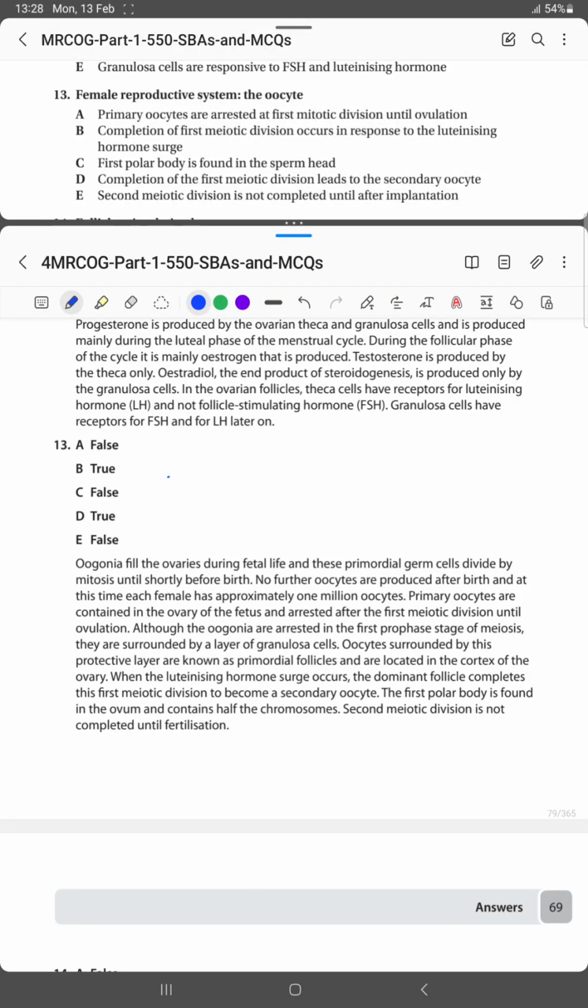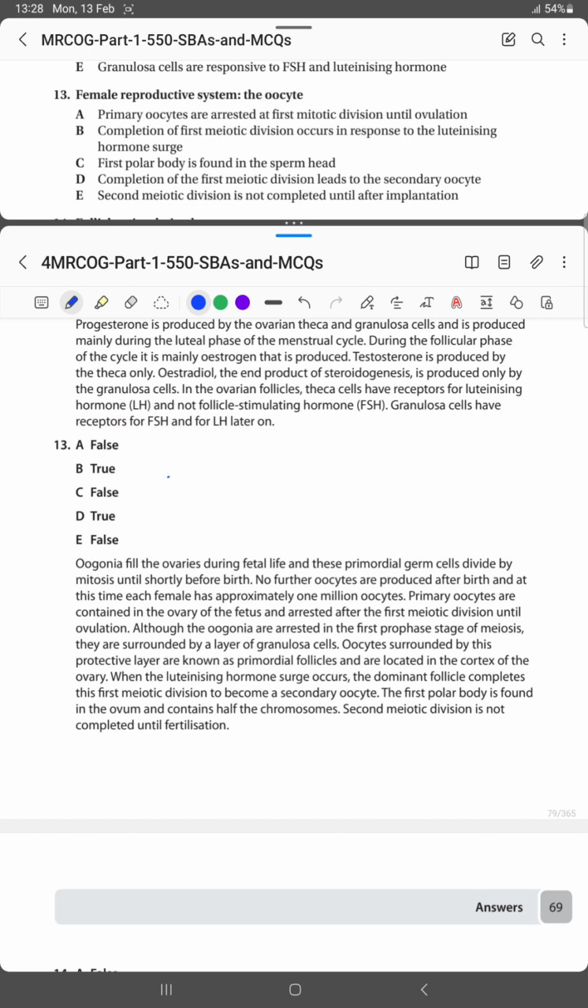And this is a continuation of a series of Gold 5000 MCQs, and this is part B of the endocrinology SBAs, MCQs, as well as recalls. Let's continue with our question number 13. Question number 13 is about the female reproductive system, the oocyte.